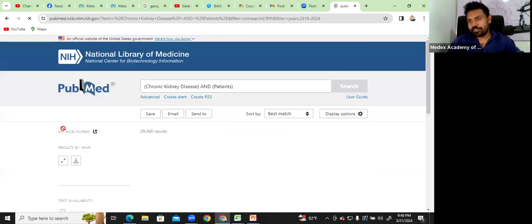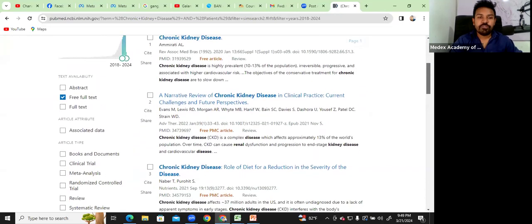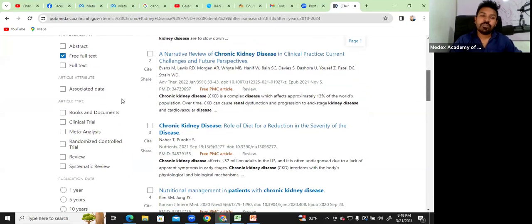That is free full text, which means we can download it. Otherwise, some of them are paid and we can't download them. Free full text. Then, if I want, let's say I want only randomized controlled trials, or books, or clinical trials only. Likewise, whatever you need, you can put a tick. However, it says not to use systematic reviews. I will let you know later why we can't use those, in future sessions.